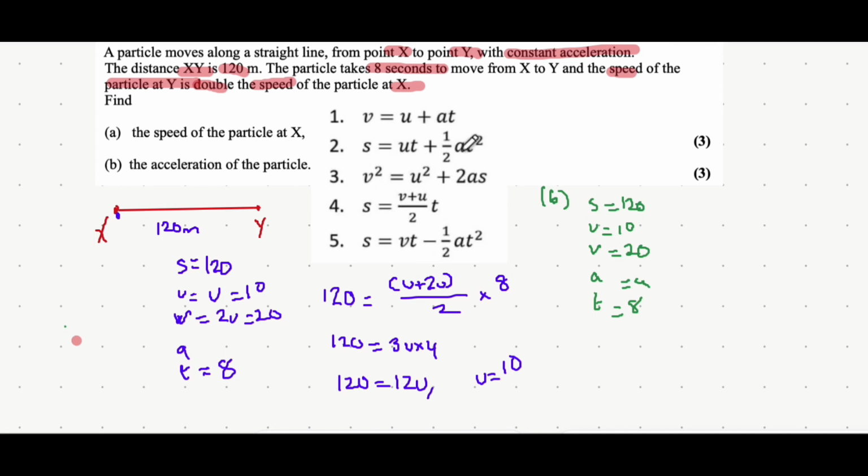Honestly, we can use any equation that involves A because we've got all the other variables. I'd recommend using the easiest one, which is the first one. So V, which is 20, is equal to U, which we found is 10, plus A, which we're trying to find, multiplied by T, 8. Take away 10 from both sides, we get 10 is equal to 8A, and divide both sides by 8, we get A is equal to 1.25 meters per second squared.